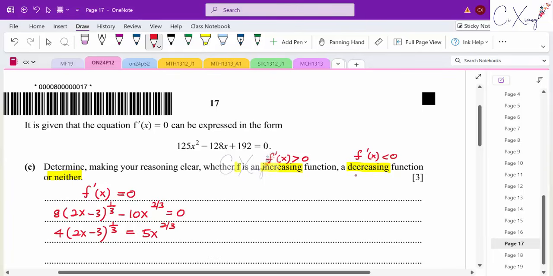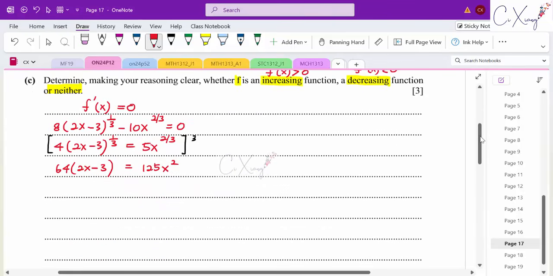Okay, to get rid of the cube root, you need to take this whole equation power 3, everything power 3. So 4 power 3 you get 64. The bracket power 3, you have 1 over 3 times 3, which is a 1. 5 power 3 you get 125. x power 2 over 3 power 3, power 3 means times 3, then you're having x squared.